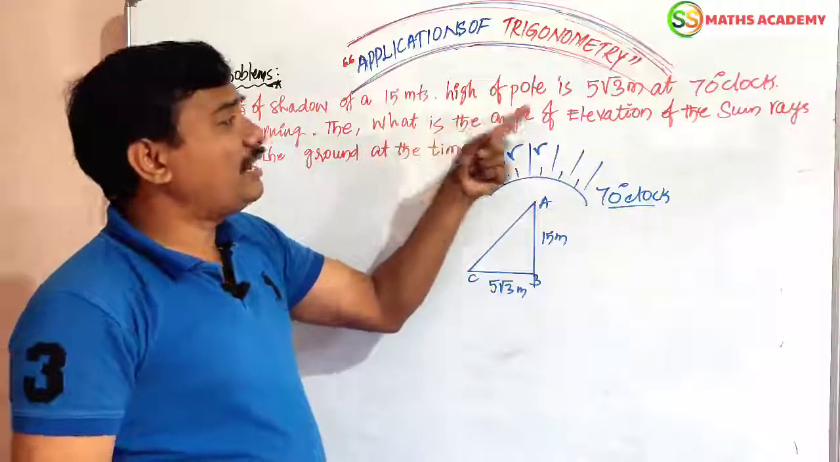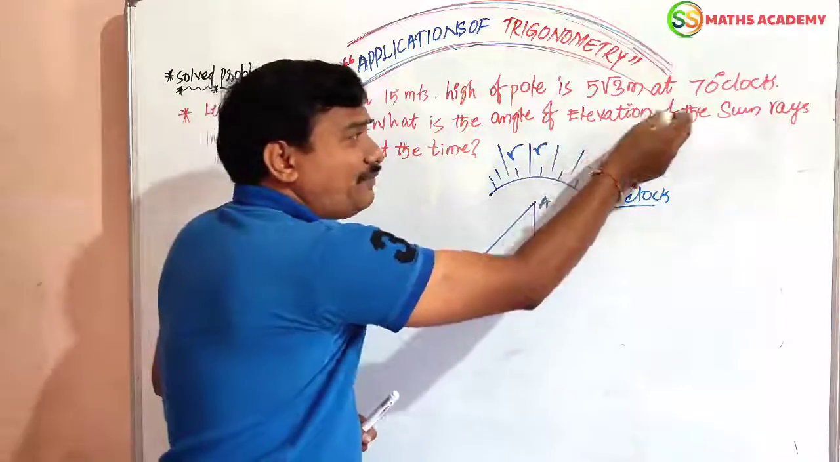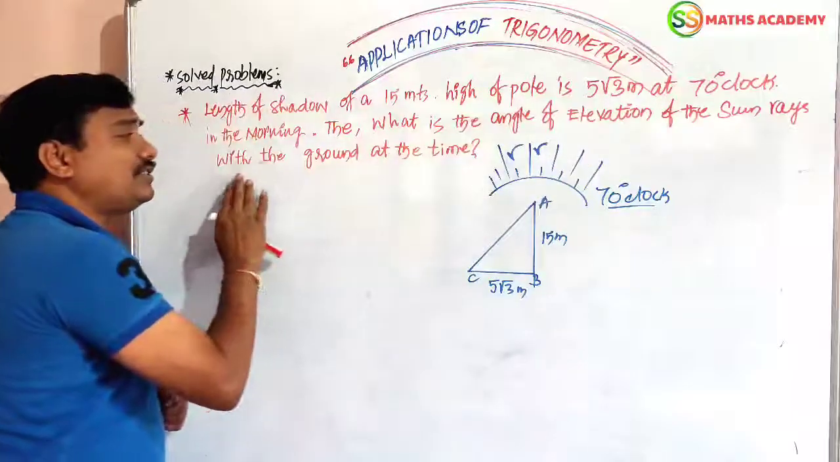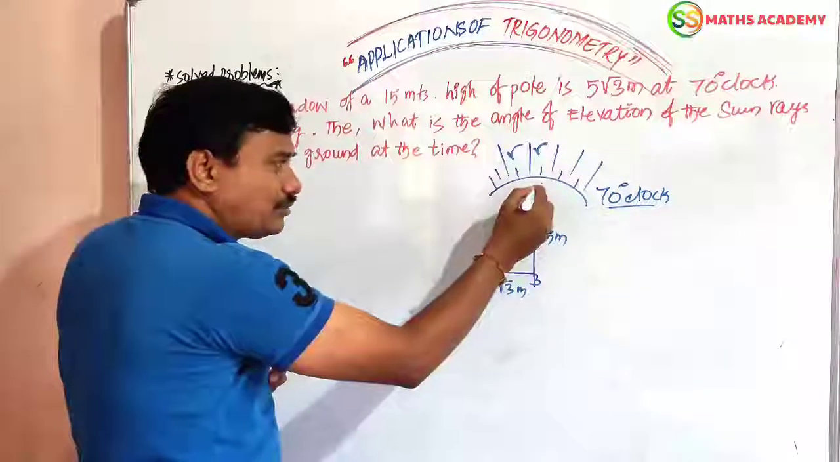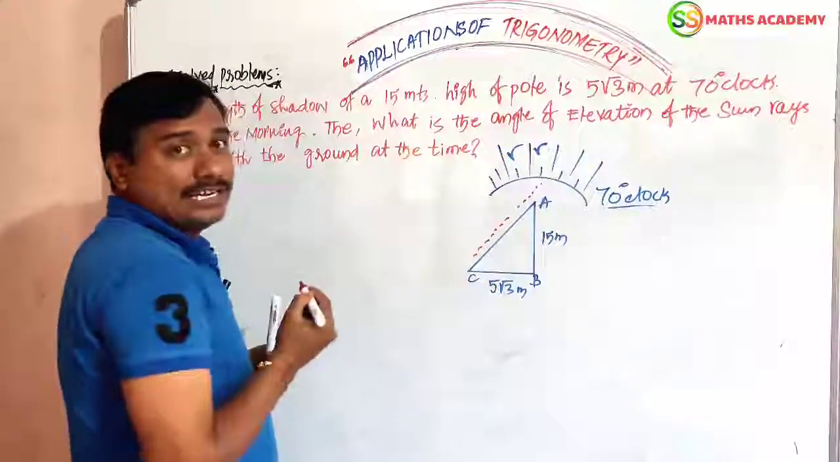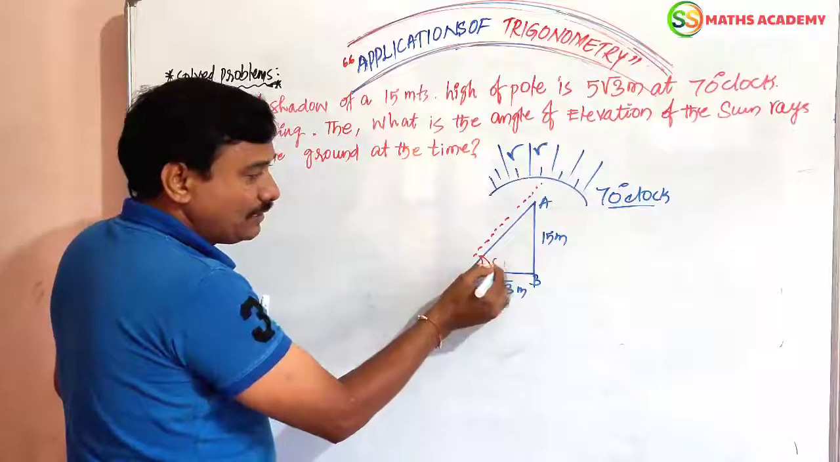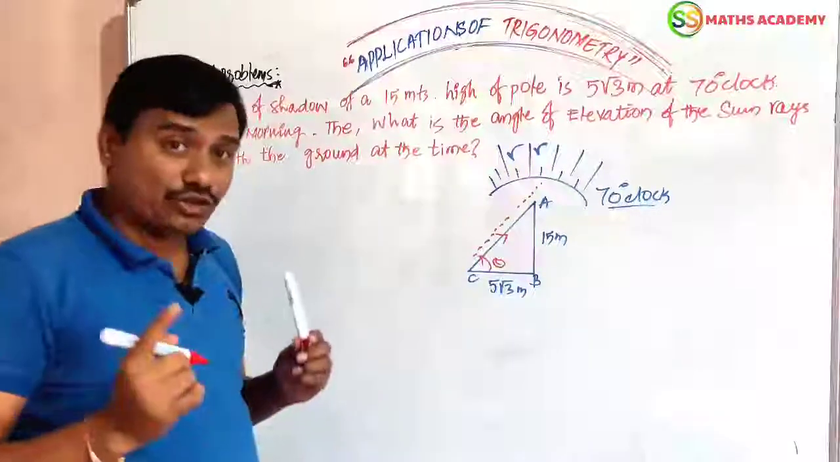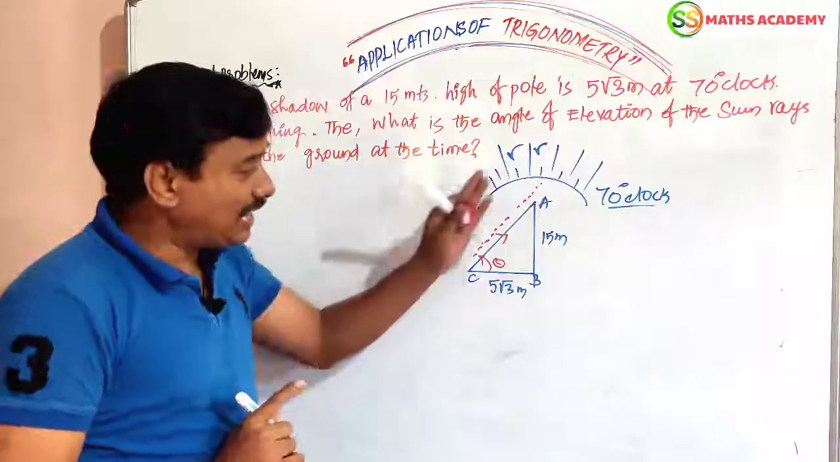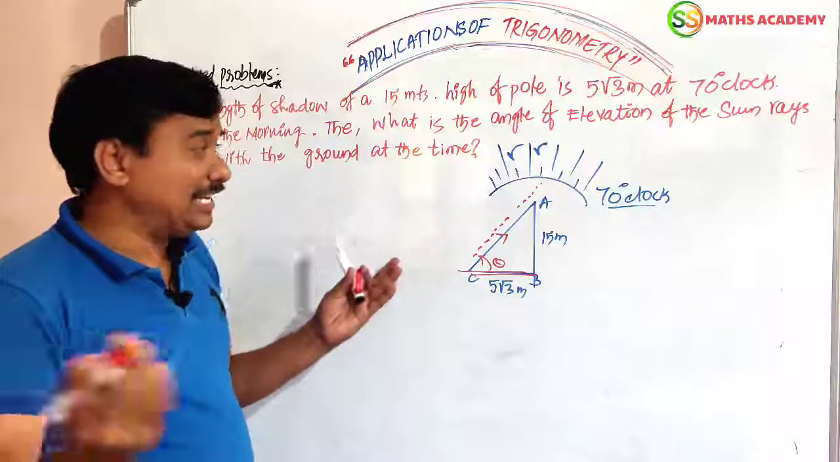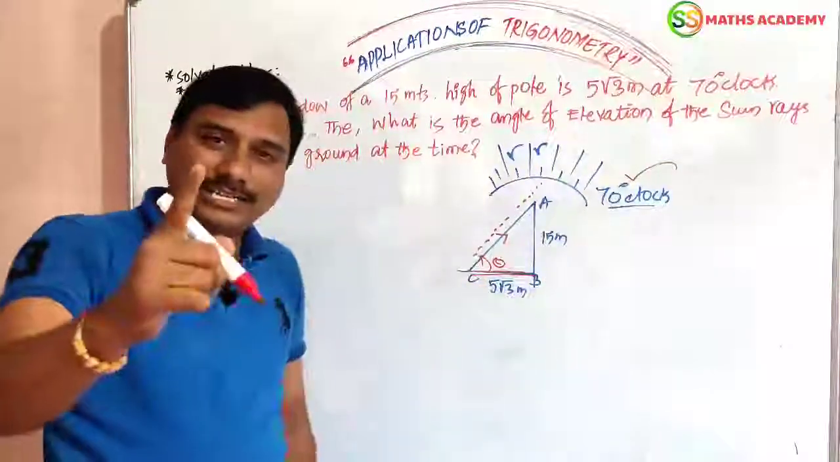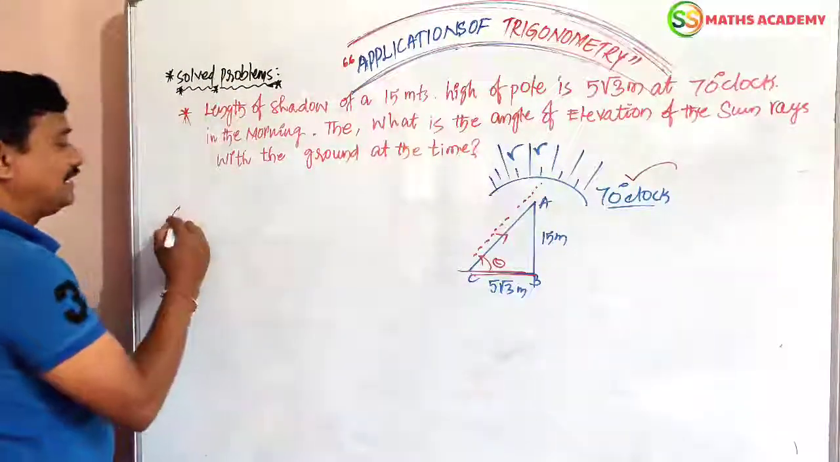Then what is the angle of elevation of the sun rays with the ground at that time? Yes, friends, the sun rays will come like this and touch the ground here. This is called the angle of elevation. It is asked of you. What is given? The height of the electric pole is given. The shadow of the electric pole is given. Clear? What time is it? Morning 7 o'clock. Right, friends?